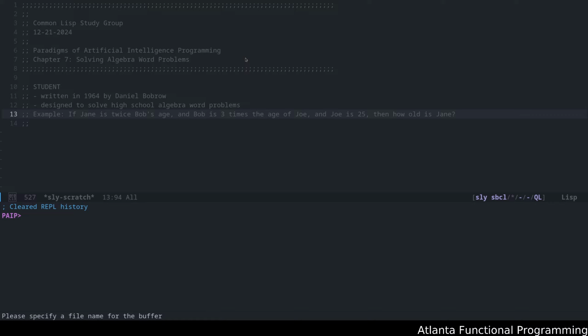Today is going to be our second to last video of the year, which I'm excited about. And we are continuing our discussion of Paradigms of Artificial Intelligence Programming: Case Studies in Common Lisp. Particularly, our focus today is going to be covering what we've learned in Chapter 7, which is the chapter that discusses solving algebra word problems.